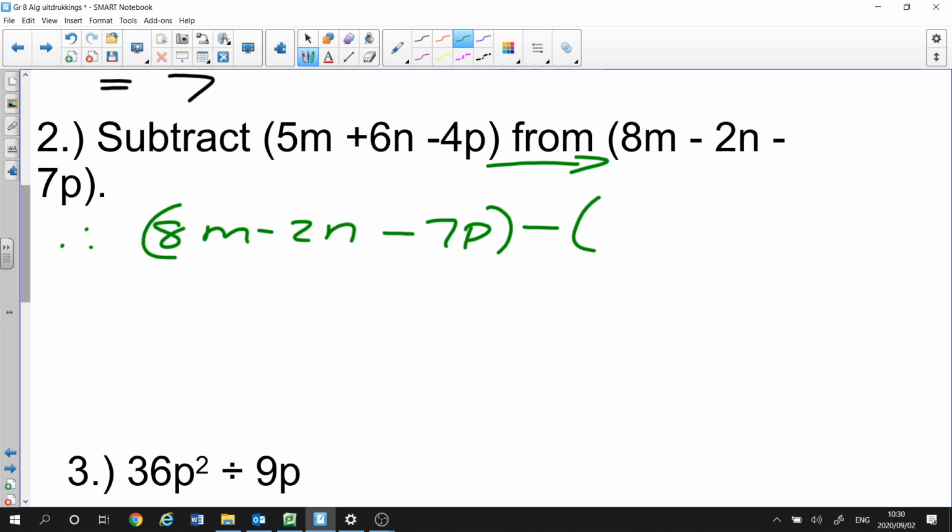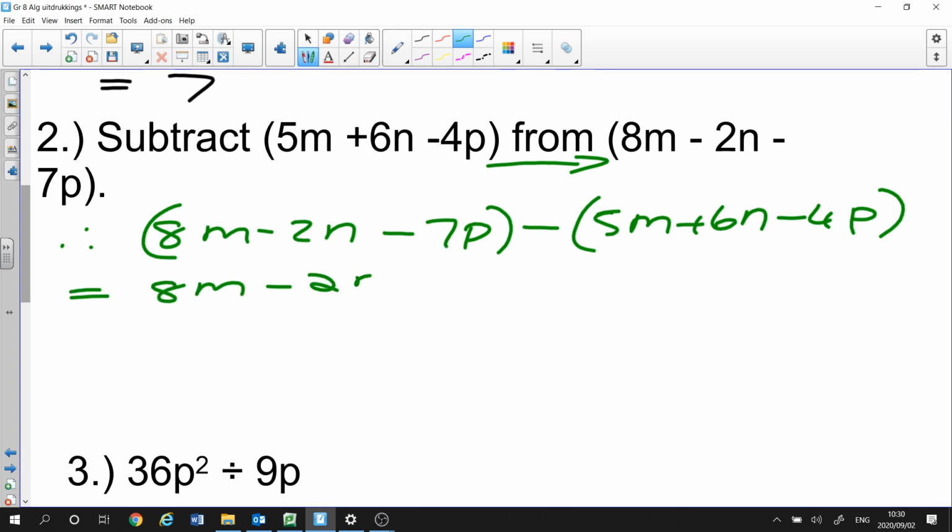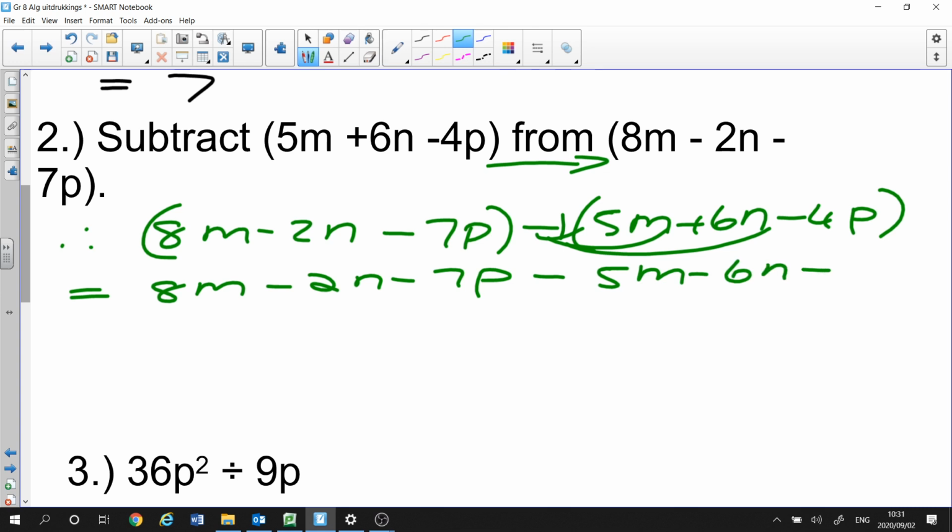I'll subtract 5m plus 6n minus 4p. So please remember, the expression after the word from, you write first. So that is equal to 8m minus 2n minus 7p, and there's an invisible negative 1. That changes all the signs inside. So that's negative 5m minus 6n plus 4p.